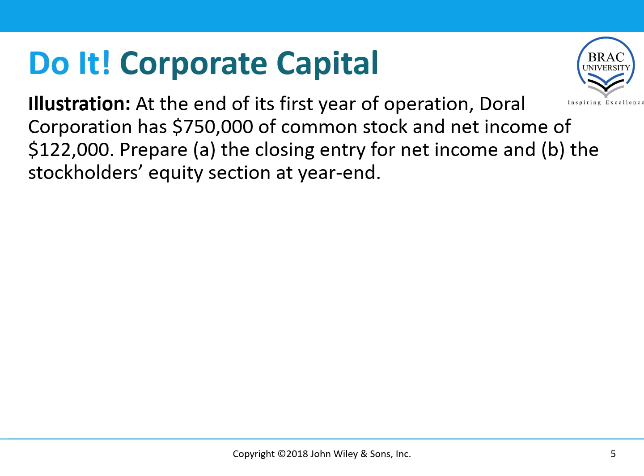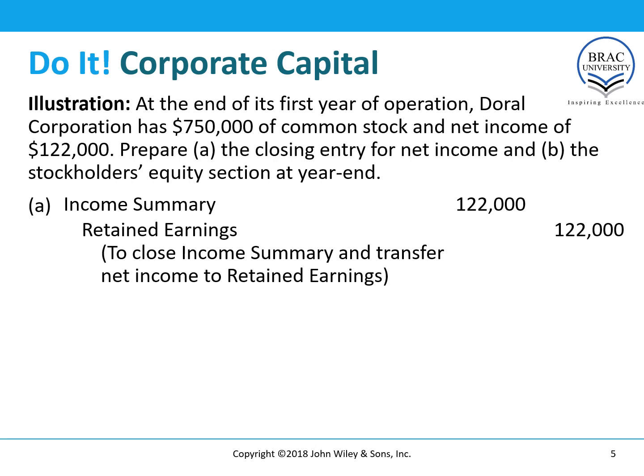So now let us consider an example, and it says that at the end of the first year of operation, Dorel Corporation has $750,000 of common stock and net income of $122,000. Prepare the closing entry for the net income and the stockholders' equity section at the end of the year. So here we have the closing entry which says income summary debit $122,000 to retained earnings credit of $122,000.